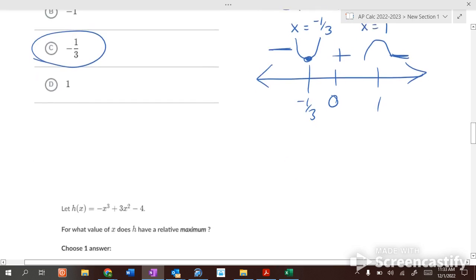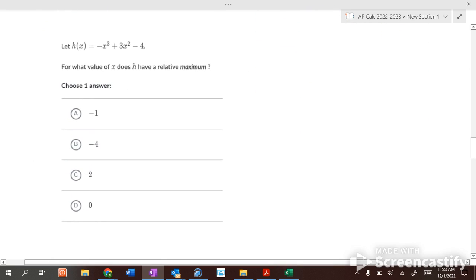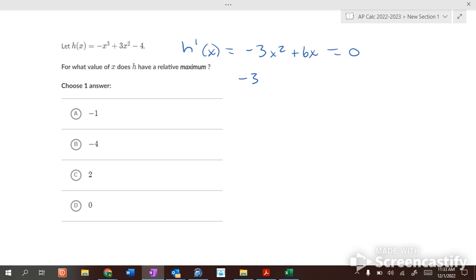Okay, a little bit of work to some of these. Okay, where's the relative minimum here? What should we do first? First derivative. And so it's -3x squared plus 6x, set it equal to 0, factor out a -3x, and you get x minus 2 equals 0. So x equals 0, x equals 2 are your 2 points.